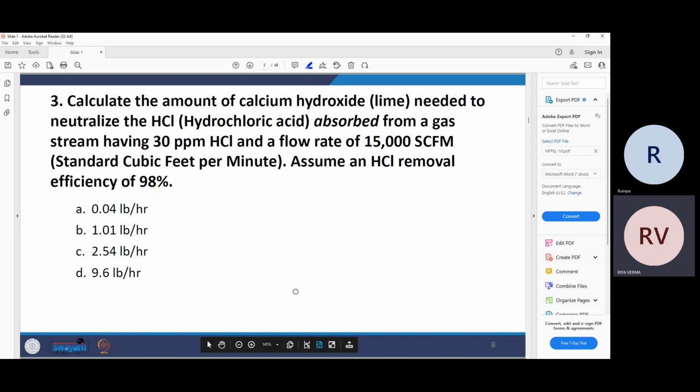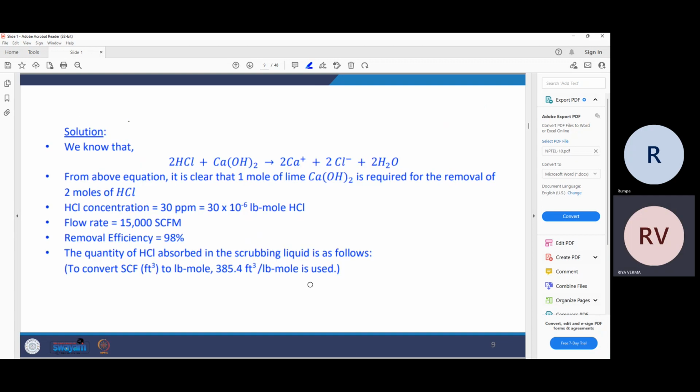Okay, so next question, third question is calculate the amount of calcium hydroxide, that is lime, which is needed to neutralize the HCl, hydrochloric acid, absorbed from a gas stream which is having 30 ppm HCl, that is 30 parts per million of HCl, and a flow rate of 15,000 SCFM, standard cubic feet per minute, and assuming an HCl removal efficiency of 98%.